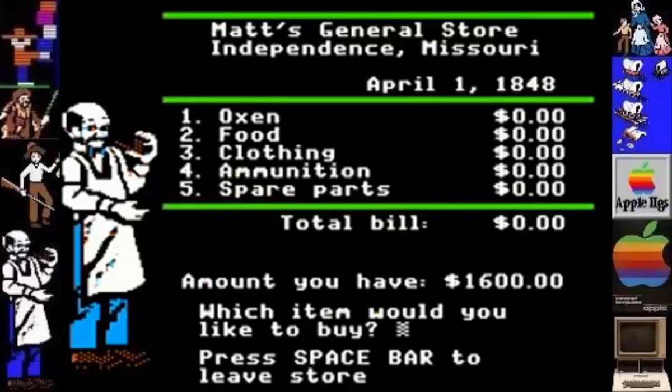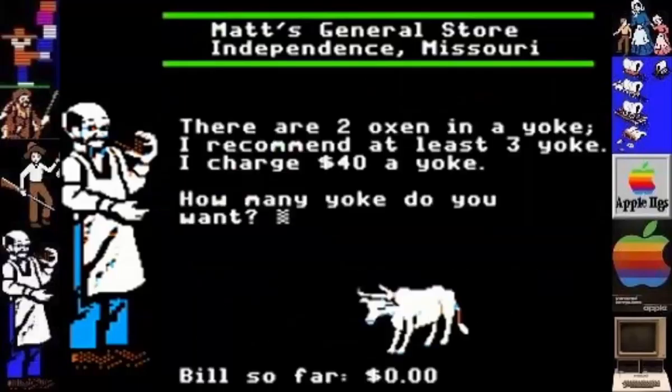Let's see. Oxen. We need some oxen. Look how much money we get. $1,600. There are 2 oxen and a yoke. Or do we have it in an omelet or something? I never understood that. Why do they call it a yoke? They charge $40 a yoke. Let's go with 5. We'll have 10 oxen.